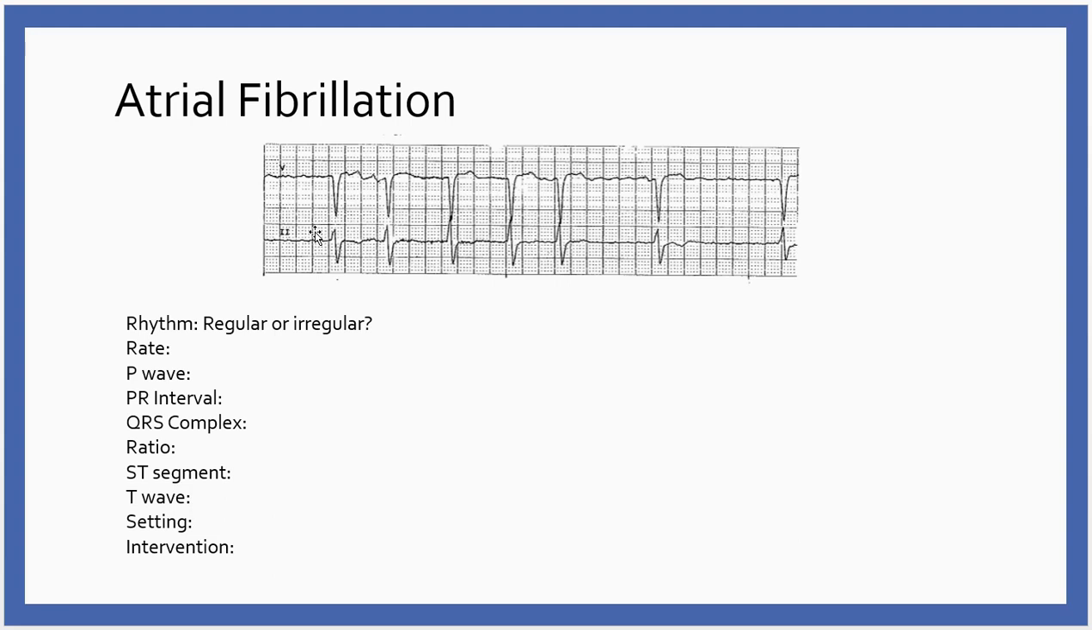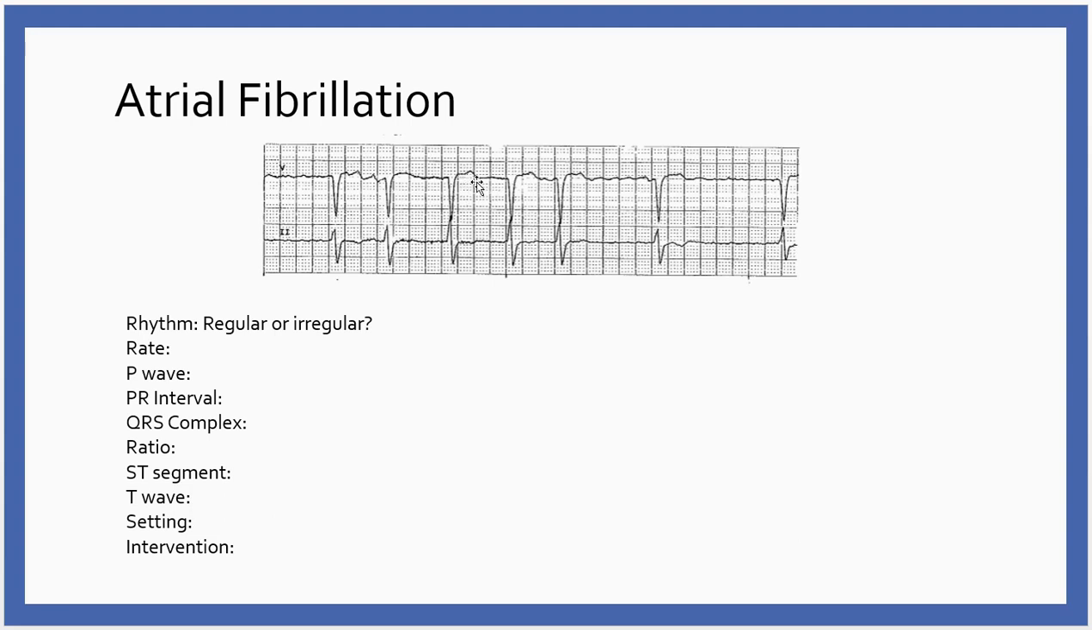T waves can be hard to see because of the fibrillatory baseline. You'll notice that I don't really see much of anything here. Now I see a tiny little bit of an inverted T wave here, but it's kind of obliterated by the fibrillatory baseline. I can see a T wave here. Okay, so that one's pretty easy to see.